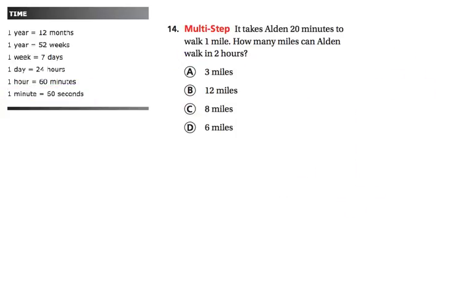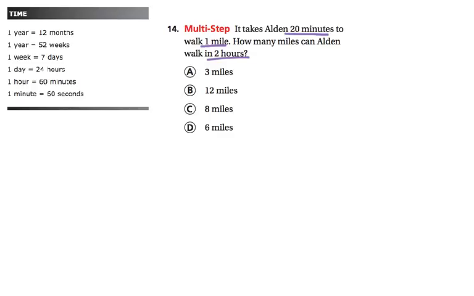It takes Aiden 20 minutes to walk 1 mile. How many miles can Aiden walk in 2 hours? Okay, so they tell us minutes, miles, and hours. Well, if we're talking about time, a mile, that's a distance, okay? So, you know, that's just some information.